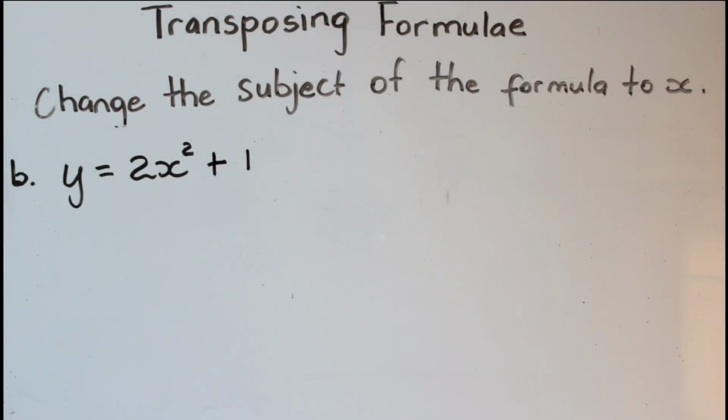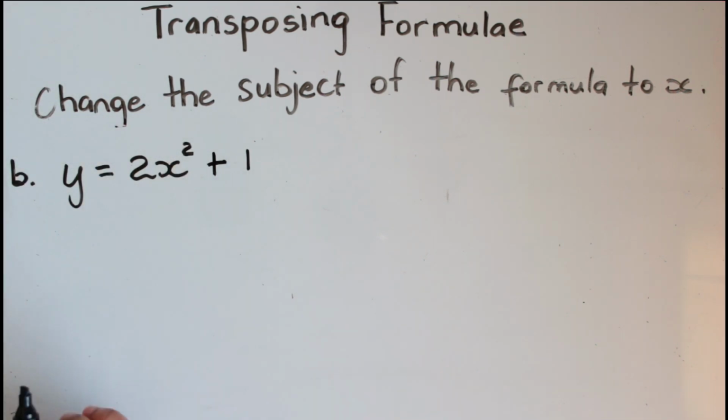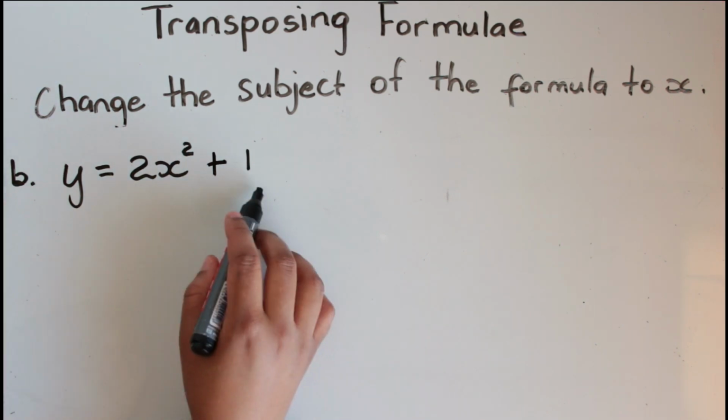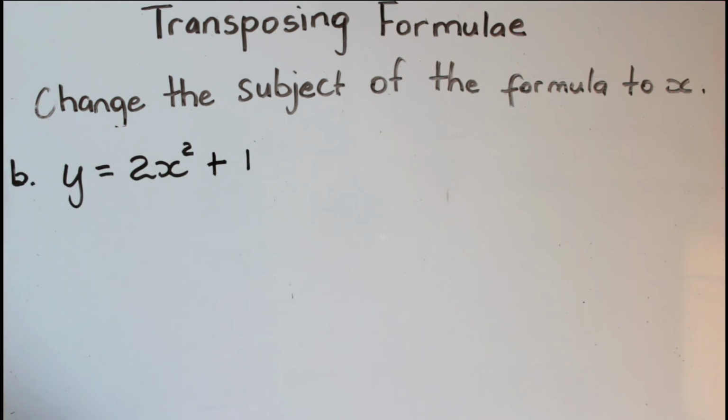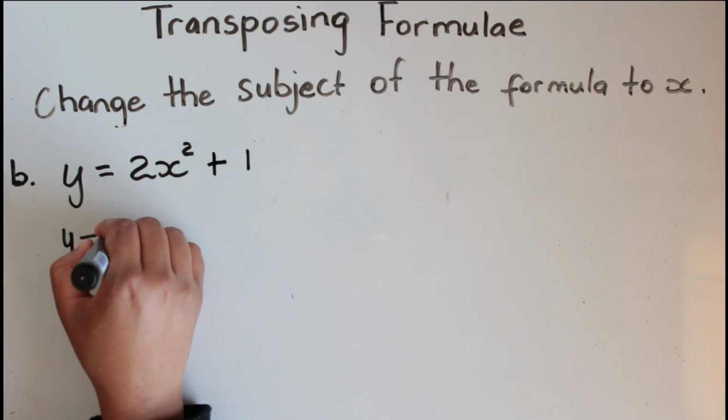Now let's look at a second example. Again, we need to make x the subject of the formula. So we need to get rid of this 2 here, we need to get rid of that square there, and we need to get rid of that 1. We start by getting rid of the one that's furthest away. It's a plus 1, which means I need to do the inverse operation, which is the minus. So I minus 1 from both sides of the equation to keep it balanced.